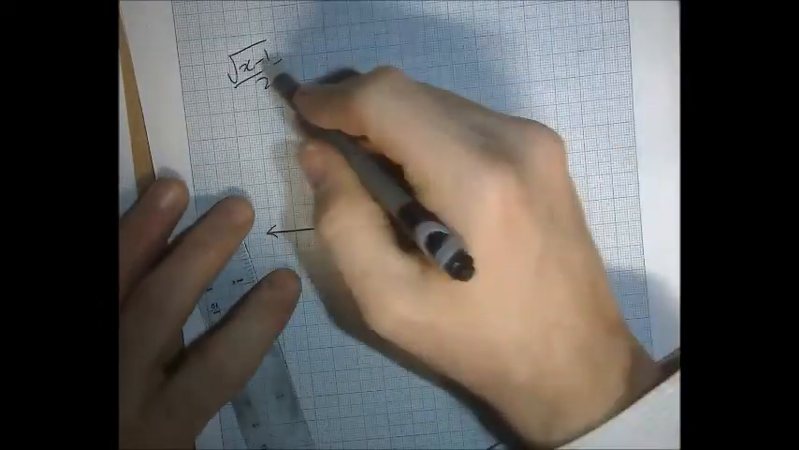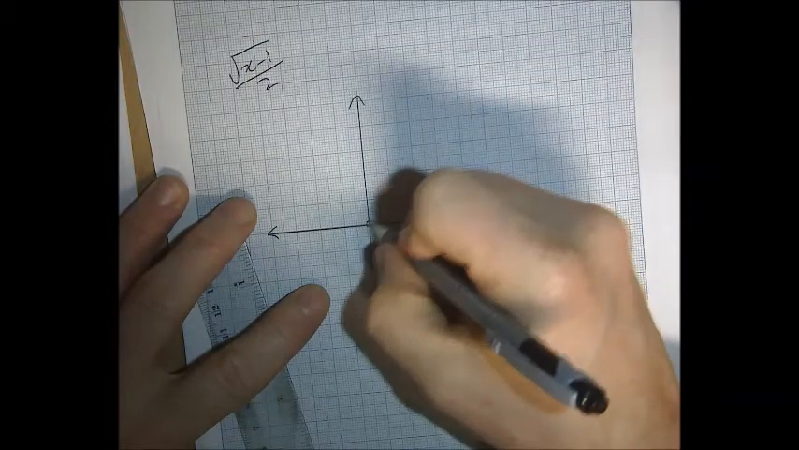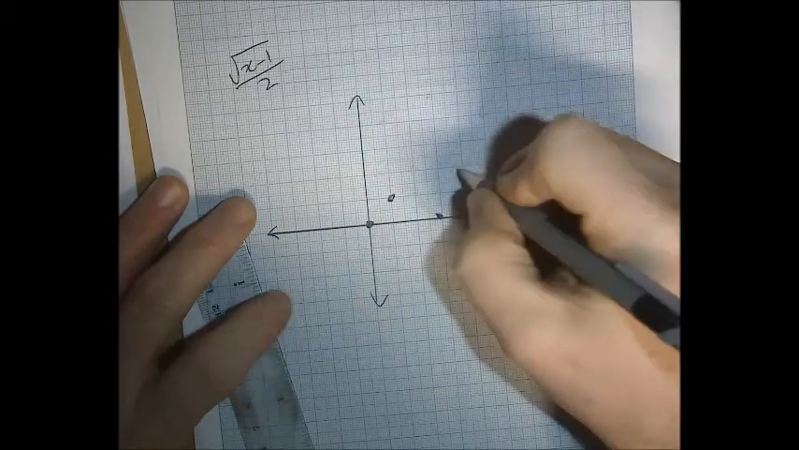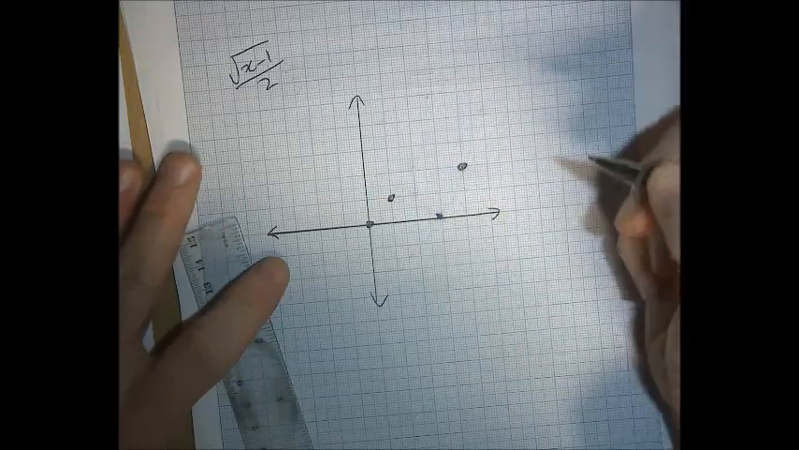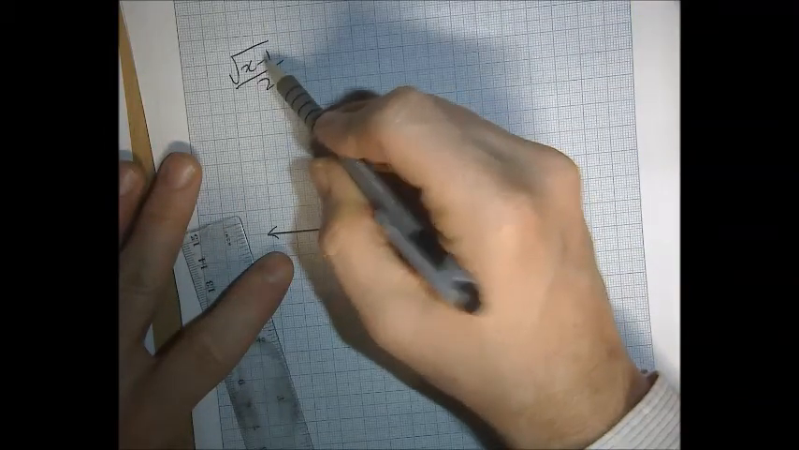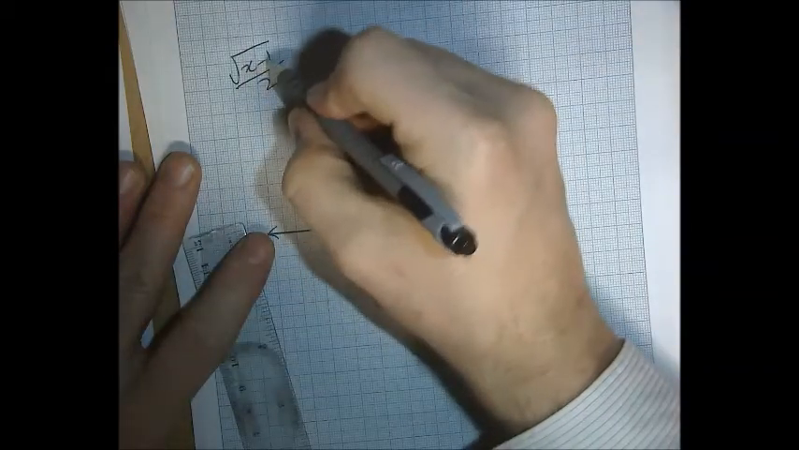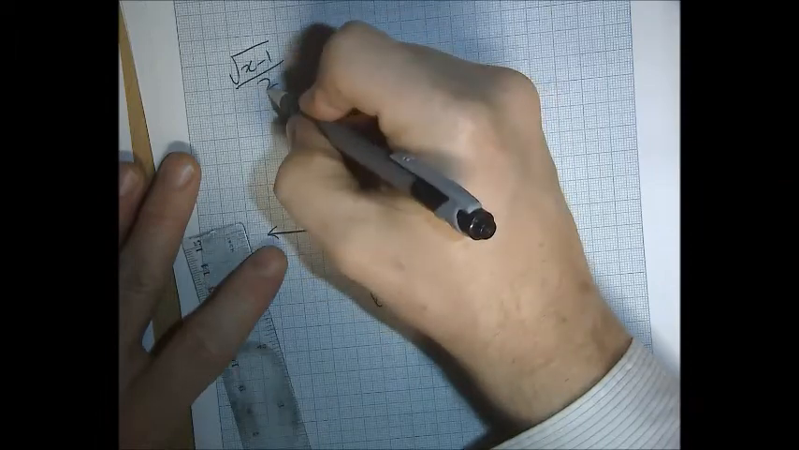I'm going to graph this. The basic shape on which it's built is the rooting graph, and that has these key dots. And it's got two changes made to it, the subtraction of 1 and the division by 2. If my favourite number of 10 was in there, I would subtract the 1, then I would square root, then I would divide by 2.